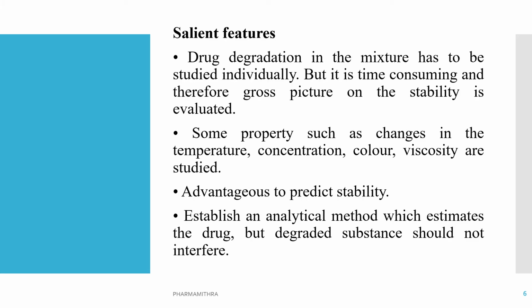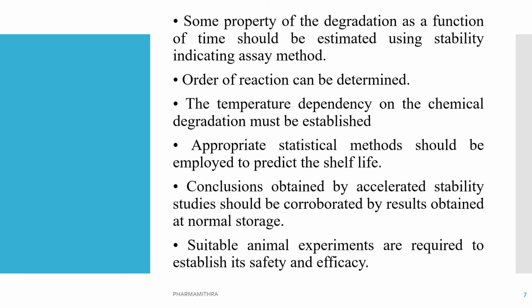So what are the salient features of accelerated stability testing, or AST? We have to study the drug degradation individually. We try to find out the changes in temperature, concentration, color, viscosity. It also helps to predict the stability of the product, and it can be used as an analytical method which helps to find out how much degradation happens or not. It also helps to determine the order of the reaction and can be used as an appropriate statistical method to predict the shelf life.